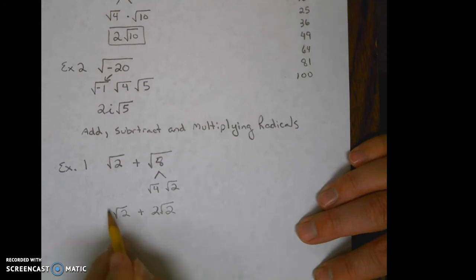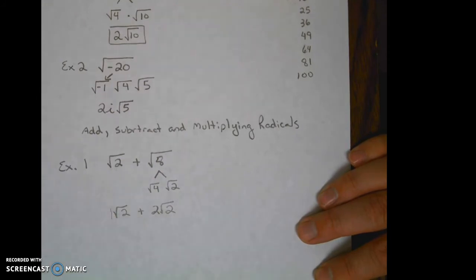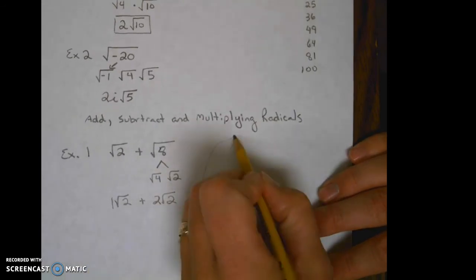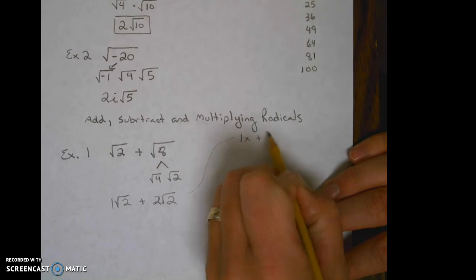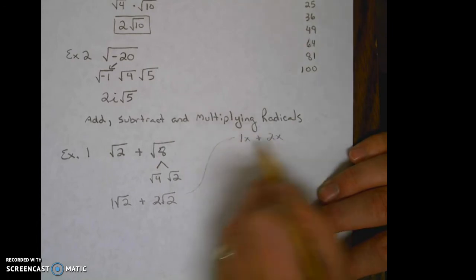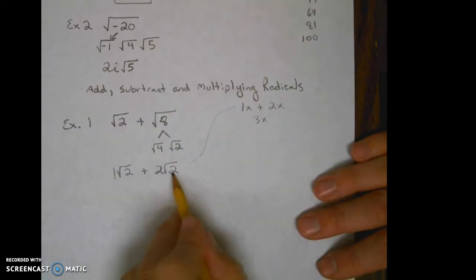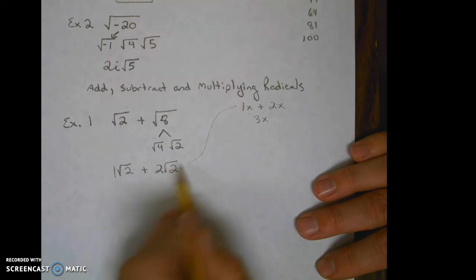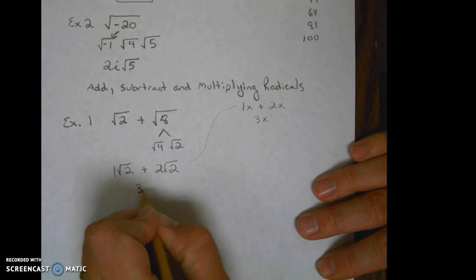Now, remember that there is an invisible 1 in front of that square root of 2. Since the radicands are the same, we can go ahead and combine these two terms, kind of like 1x plus 2x. We have like terms, and we can combine those. Well, we have like terms here as well because the radicands are the same. So 1 square root of 2 plus 2 square roots of 2 is going to be 3 square roots of 2.